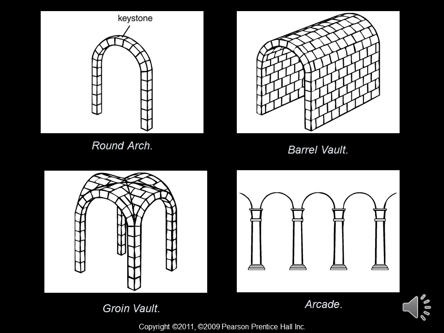In the lower right-hand corner, we have an arcade, which is a series of arches supported by columns. Also, these support structures for arches are called piers sometimes as well.